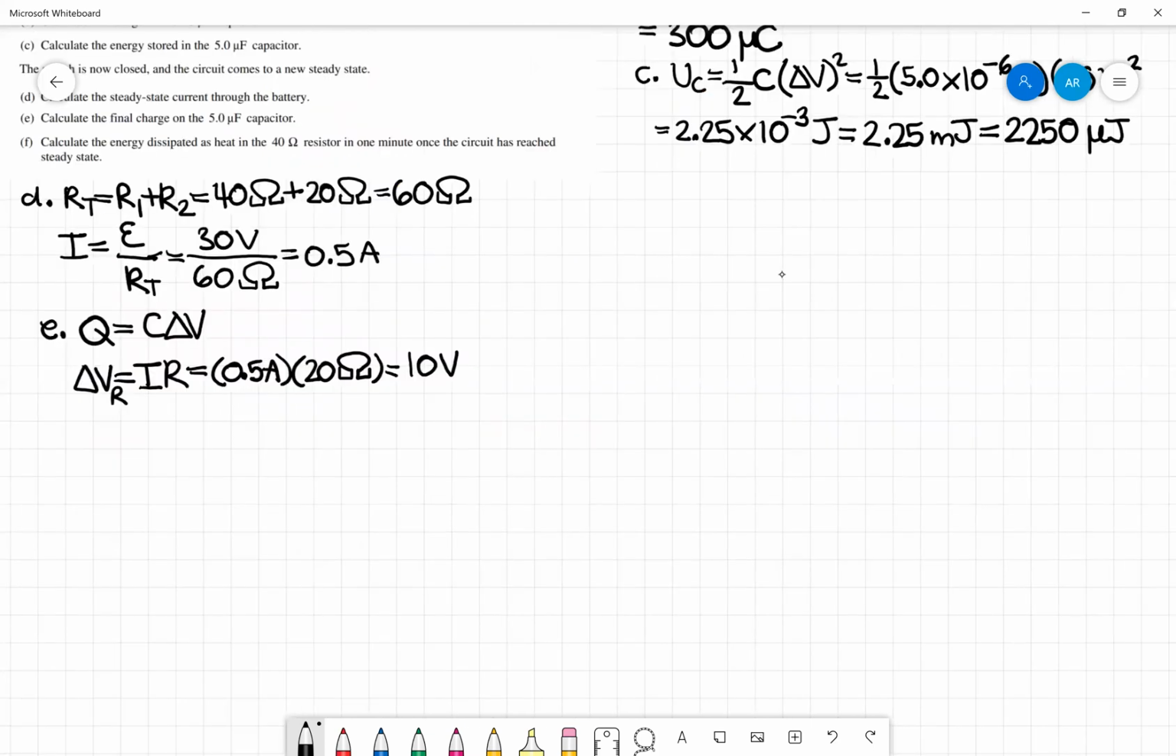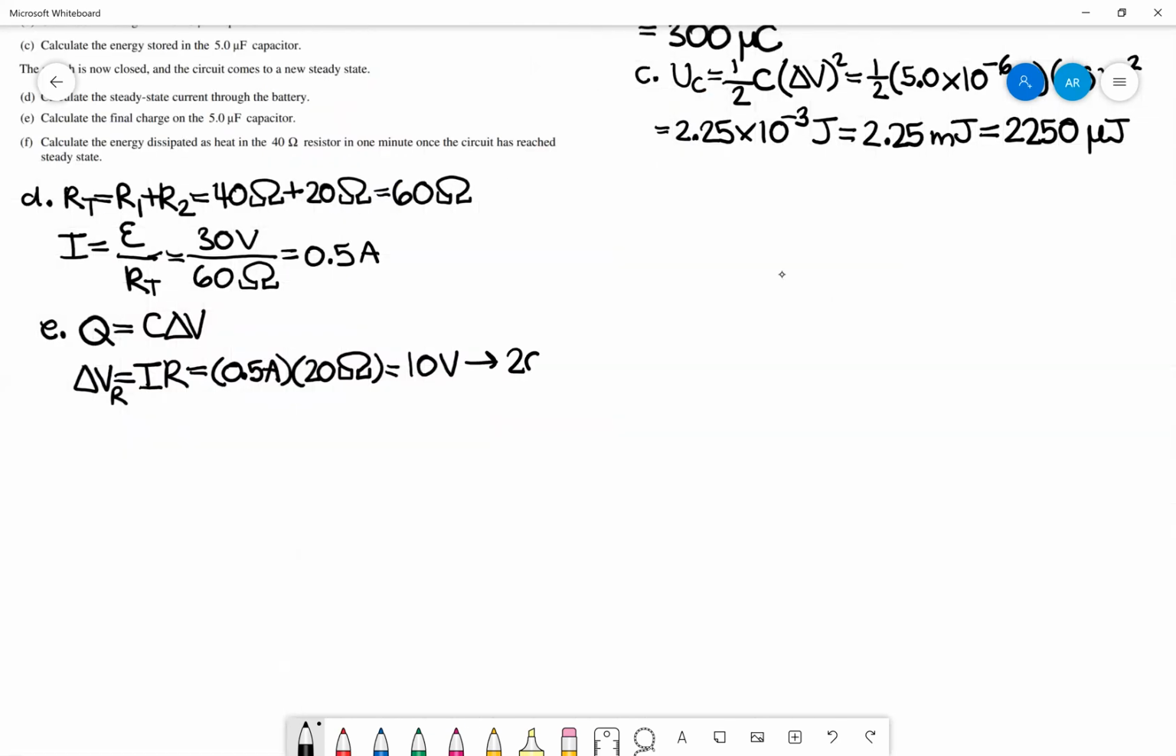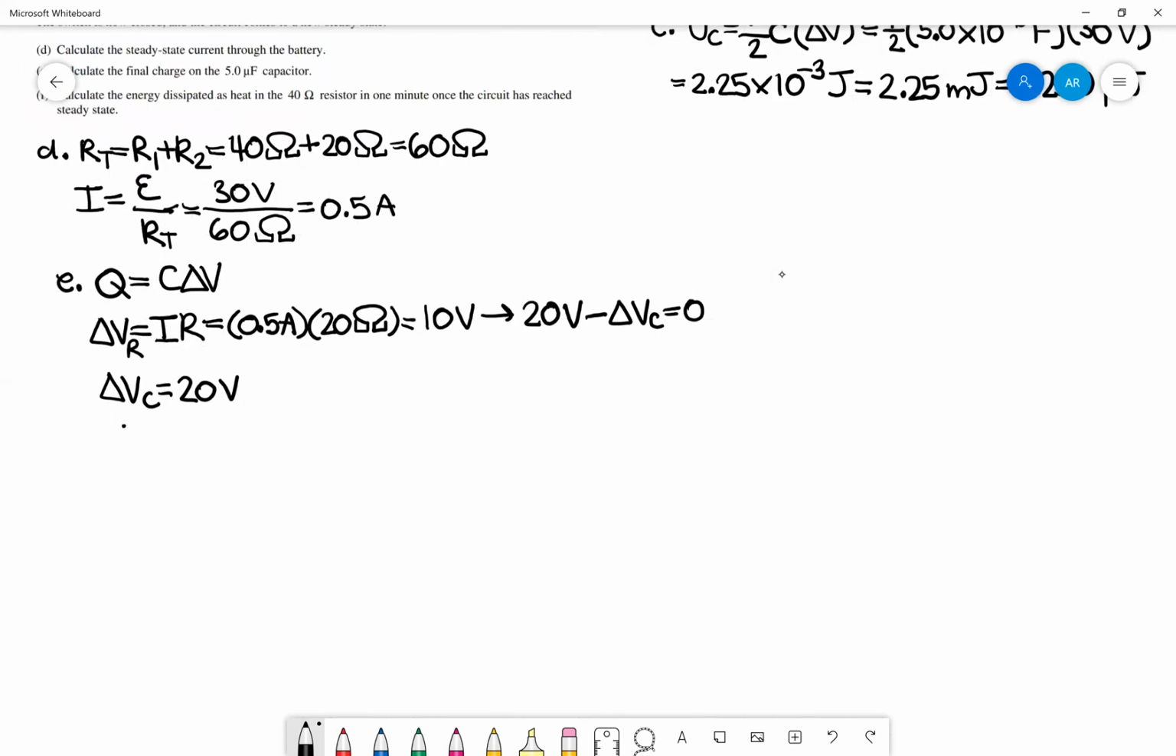So we solve this equation, 30 volts minus the voltage across the capacitor minus 10 volts must be 0, and we get that the voltage across the capacitor is 20 volts. Not 30 volts, but 20 volts, because there's a current going through the 20 ohm resistor that we have to account for. Now we have our voltage, and now we can easily find the charge.